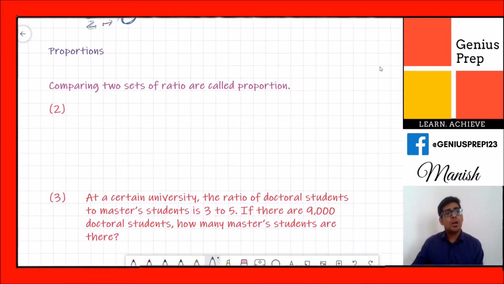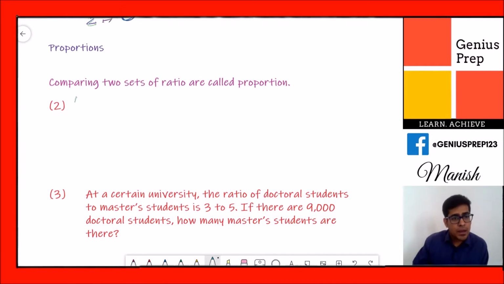Okay, so now let's talk about proportion. What is proportion? In a ratio we are comparing one quantity with another quantity. But in proportion we will be comparing two sets of ratios, like one quantity with another quantity, and another quantity with some other quantity. Like, let's take an example.